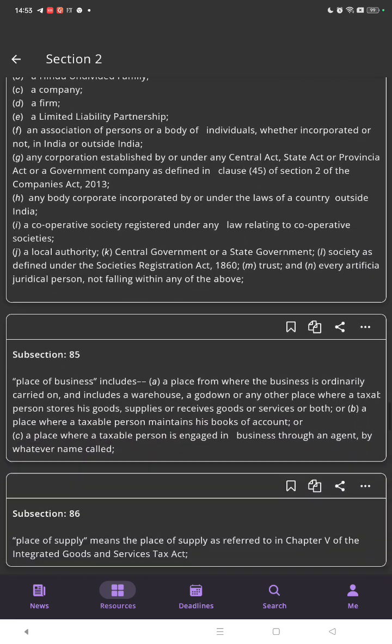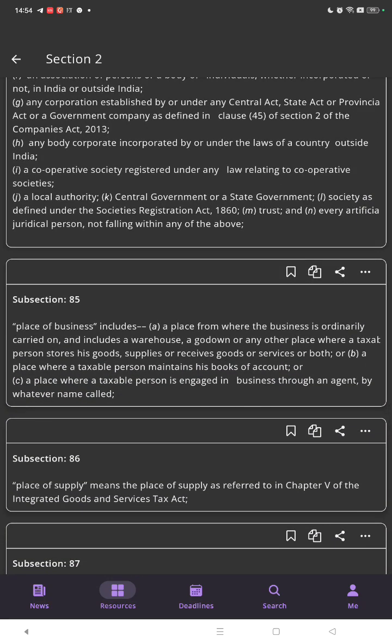a cooperative society registered under any law relating to cooperative societies; a local authority; the Central Government or the State Government; a society as defined under the Societies Registration Act 1860; a trust; and every artificial juridical person not falling within any of the above.